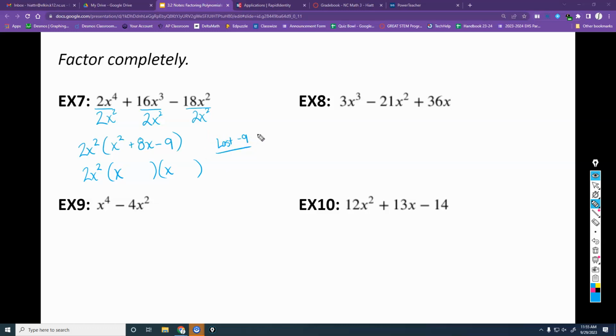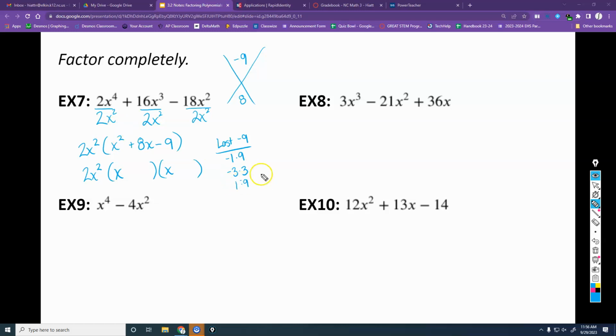And so we need to get a number that we multiply to get negative 9, but we add or subtract to get a positive 8. Right? If you do the x method, that's what it looks like for that. So what do we multiply to get negative 9? Negative 1 and 9. Negative 3 and 3. Or we could switch the signs on that first one, 1 and negative 9.